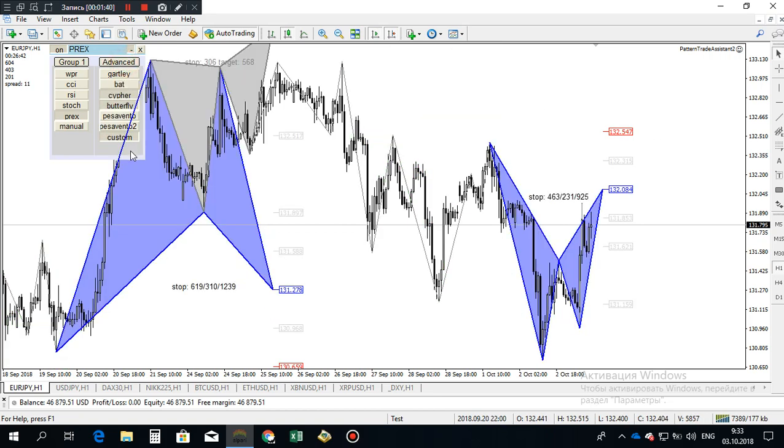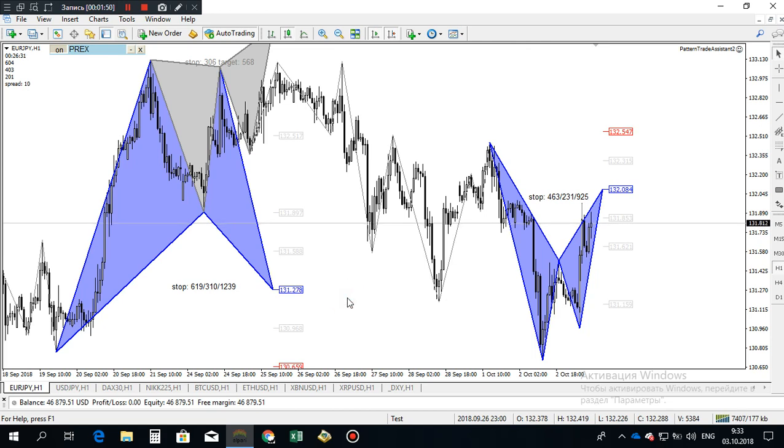So a very nice graphic user interface that allows you to quickly switch between the algorithms and the patterns and even the groups of patterns.